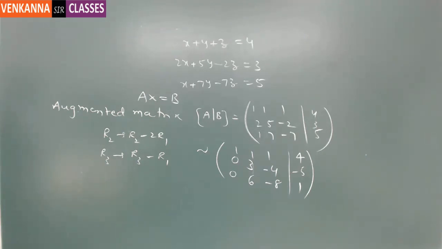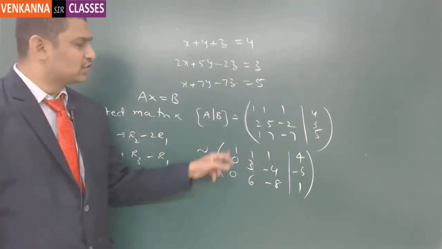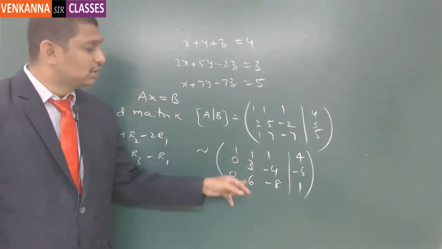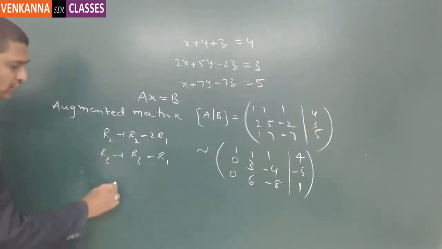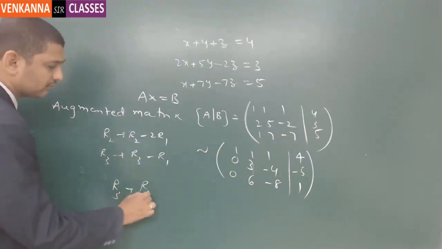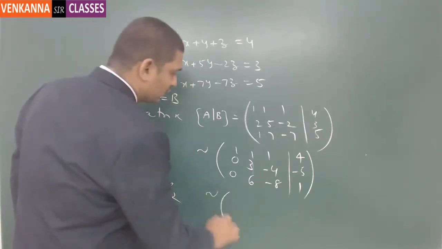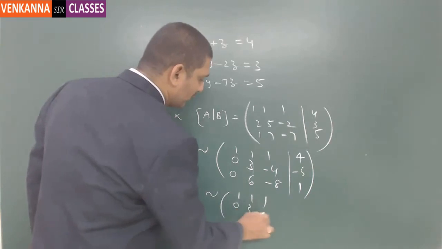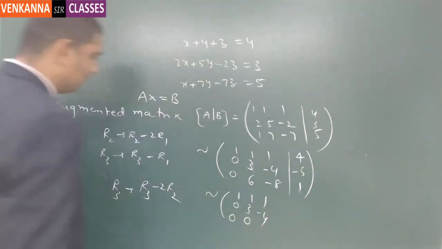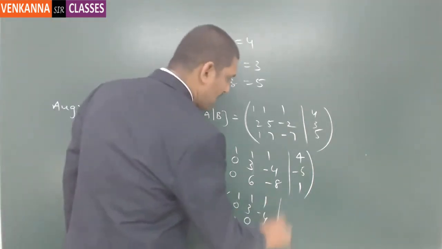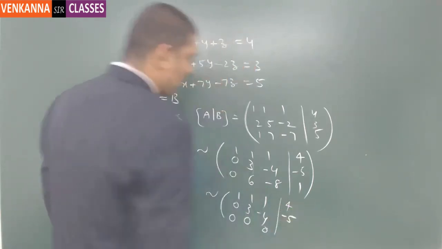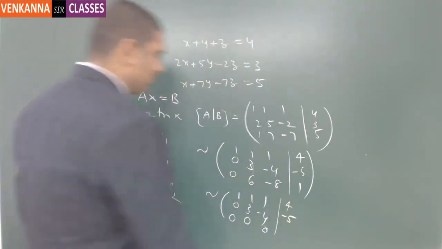So while applying the row operations, we need to understand that we are applying the row operations to get the echelon form of the coefficient matrix. So after having zeros below the first diagonal element, you have to make this value 0. So R3 tends to R3 minus 2 R2. It will be equal to 1, 1, 1, 0, 3, minus 4, 0, 0, 0, oblique 4, minus 5, and you will get the value as 11.